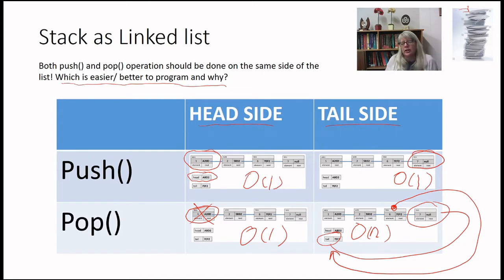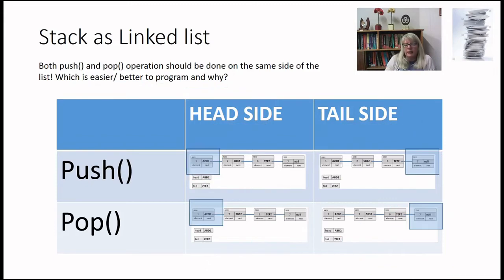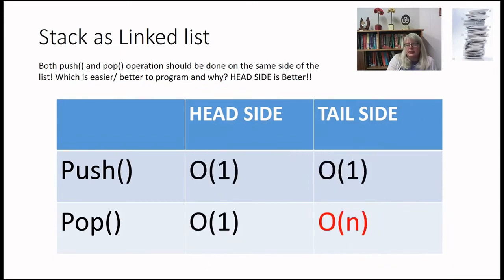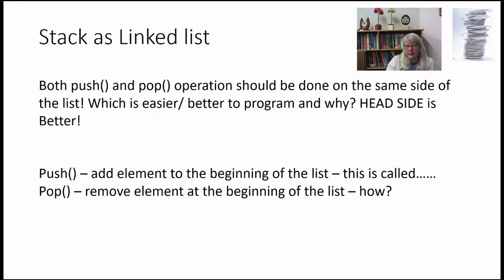Now you should ask yourself, which is better, the head or the tail side? What do you think, and why? I think that the head side is better, because both the push and the pop operations can be done in order 1. Whereas if you go for the tail side, this pop here will take order n. It's much quicker to pop at the head side, easier programming as well. So we are going to pop and push at the head side.